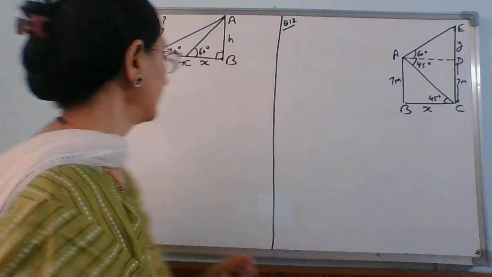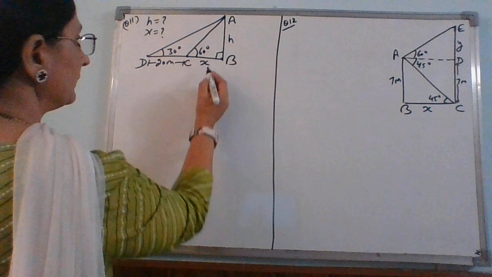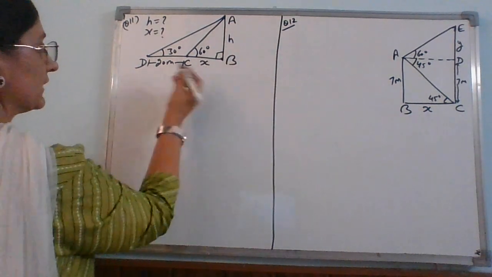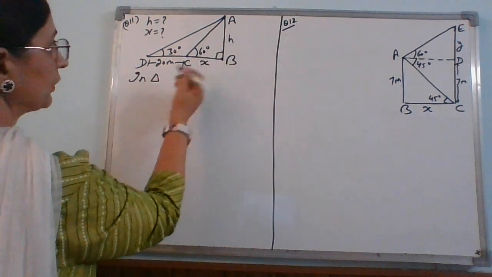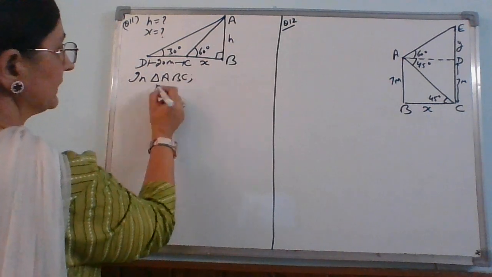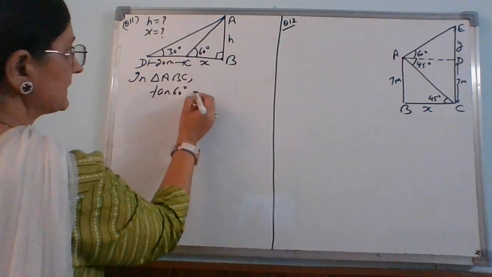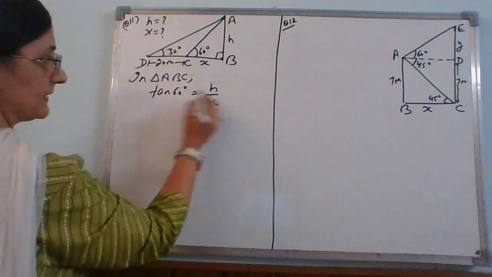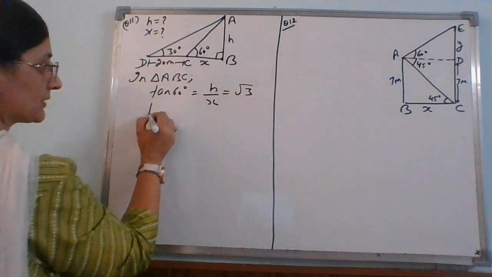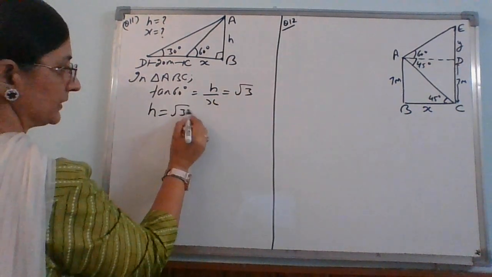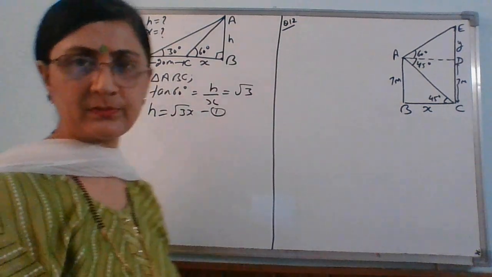So let me solve this. Question number 11, right? We want x and h. There are two triangles, in the smaller triangle ABC we have tan 60. What is tan 60? Perpendicular upon base. Tan 60 is √3. Cross multiplying, x goes there, √3x. So same type of questions, right?